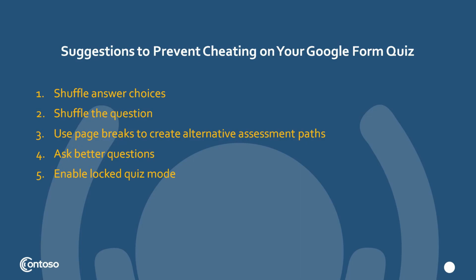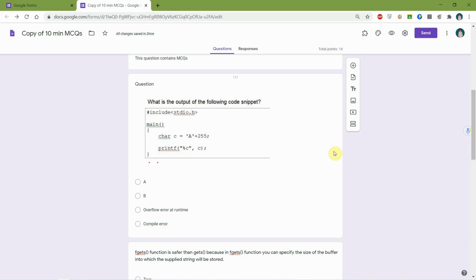The next topic is suggestions to prevent cheating on your Google Form quiz. We can do the following things so that we can prevent cheating. They are shuffling answer choices, shuffle the question, use page breaks to create alternate assignment paths, ask better questions, enable lock quiz mode. We already saw about shuffling the answer choices.